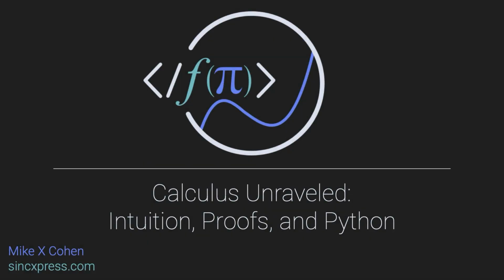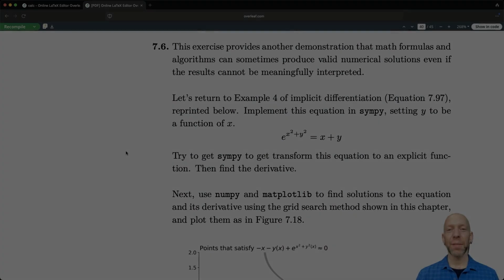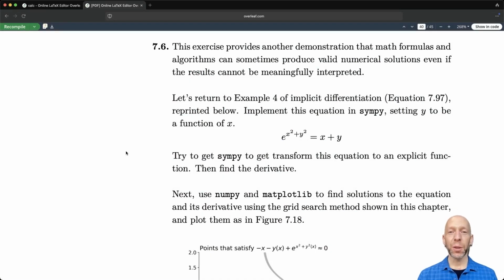Here we are with exercise 6 of chapter 7. We are going to continue exploring using SymPy to work with implicit functions and implicit differentiation. And then we will also bring NumPy into the mix with numerical approximations to find pretty good solutions when SymPy is unable to give us exact solutions.